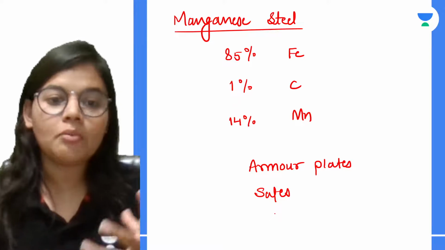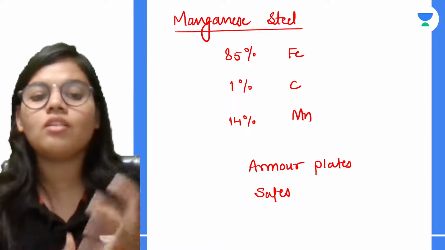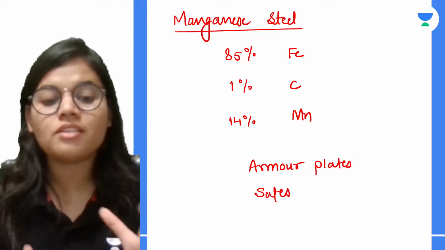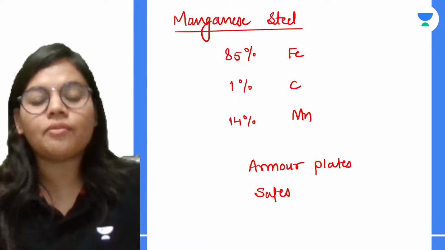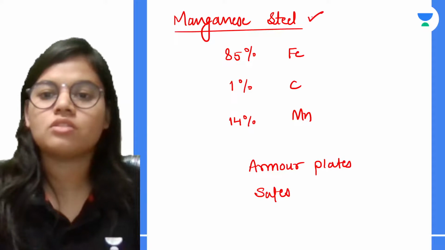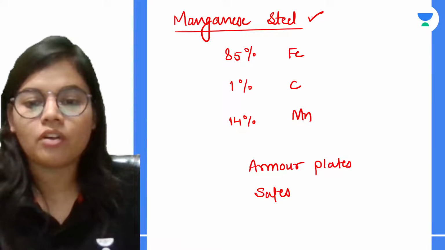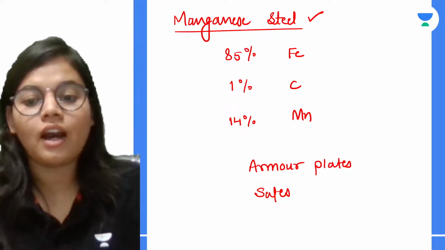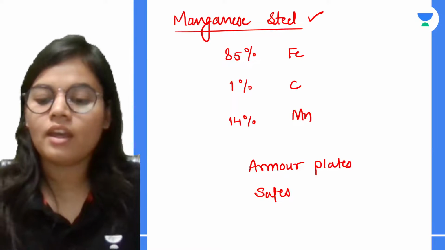In armor plates, the main property, the major property, would be how tough it is. So that is why this is the most suitable alloy for making armor plates. And next is tungsten steel.